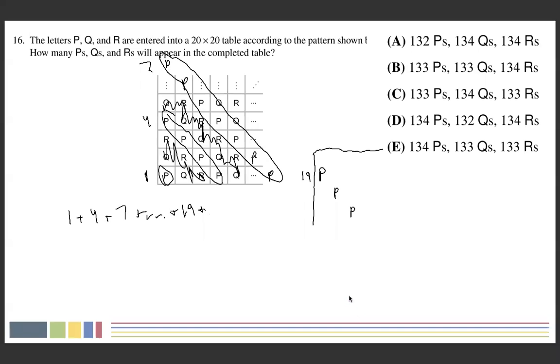It doesn't stop there, but it just decreases now because, as you'll see, we're going to have q's here. We're going to have a diagonal of q's here. We're going to have a diagonal of r's here. We don't need to worry about that for now. And then we're going to have a p here.